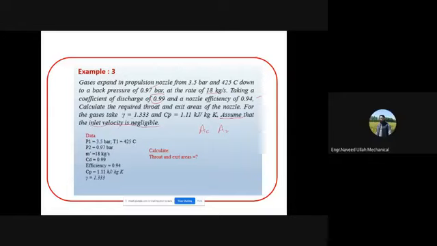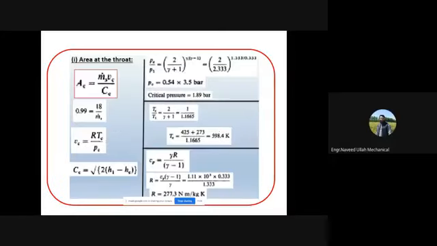Anyway, these are actually the data that we extracted from the statement, and what you need to calculate is throat and exit area. I told you throat and exit area. So it's actually summarized over here how you can find out the exit area. ठीक है, ये एग्जिट एरिया, सॉरी थ्रोट एरिया कैसे आप फाइंड आउट कर सकते हैं?